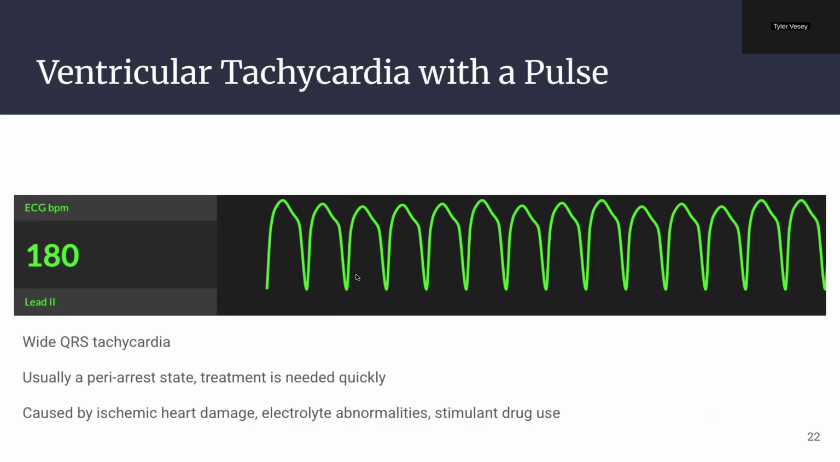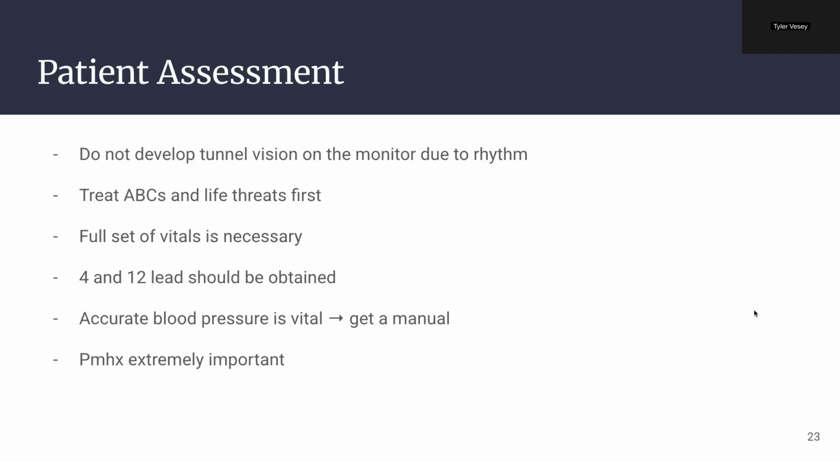However, if they're only having like 4 or 5 second non-sustained runs, that's where you're kind of able to treat this with an amio drip rather than go through cardioversion right away. This is caused by ischemic heart damage, so secondary to an MI, electrolyte abnormalities, and stimulant drug use. Patient assessment.